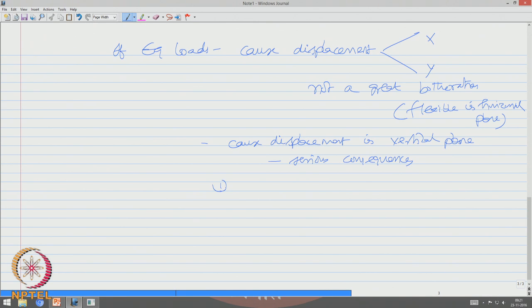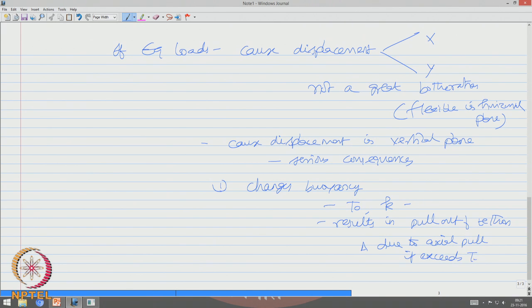First, the vertical plane displacement changes buoyancy, in turn changes T0, in turn changes stiffness and in turn results in pull out of tethers. Why? Because the displacement because of the axial pull, if it exceeds T0 permissible, or let us say very specifically axial stiffness, then tethers may fail.